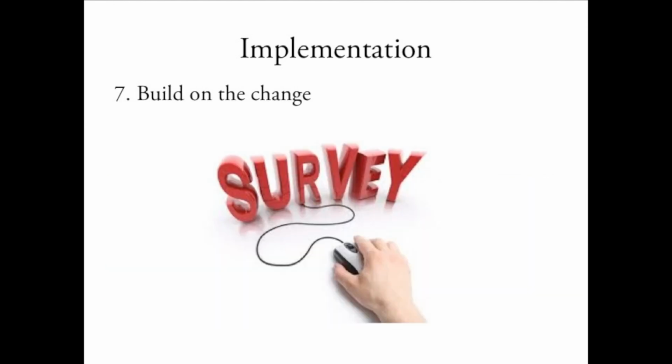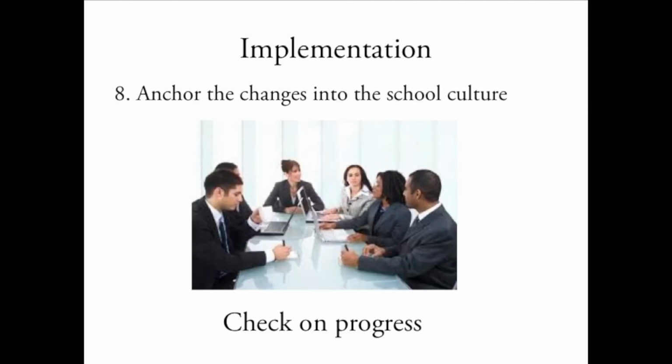Step 7. Build on the change. Send out surveys about the standard-based grading system. What is working and what needs to be improved? How do students and parents like the new grading system? Step 8. Anchor the changes in the school culture. The progress of the new grading reform should be brought up at every meeting.